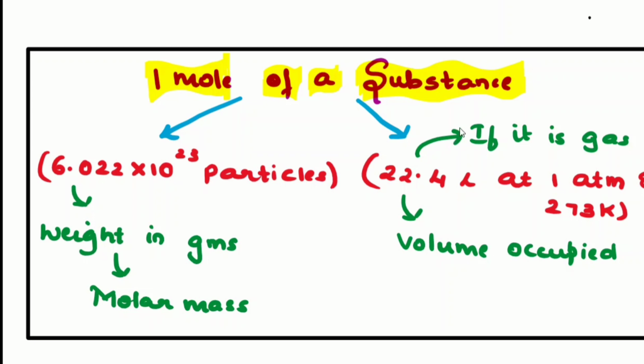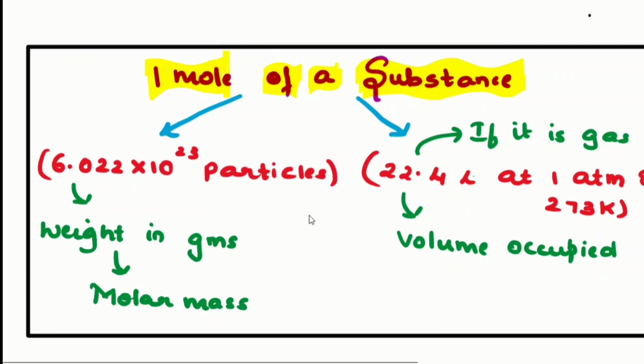Now 1 mole of a substance is equal to 6.022 into 10 to the power 23 particles if it is in grams, which we can also call molar mass. Same way, 1 mole of a substance occupies 22.4 liter at 1 atm, that is 1 atmospheric pressure, and temperature is 273 Kelvin if it is a gas. Clear? So remember this formula.